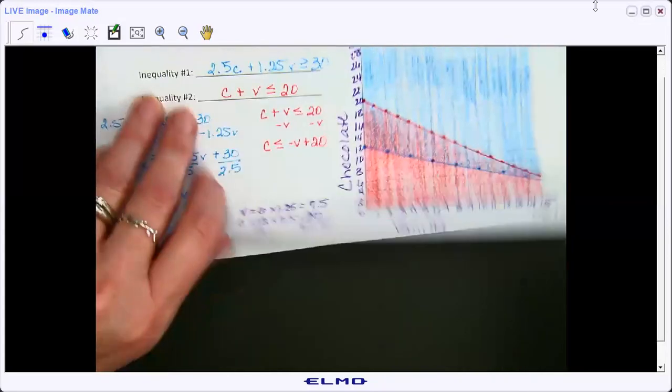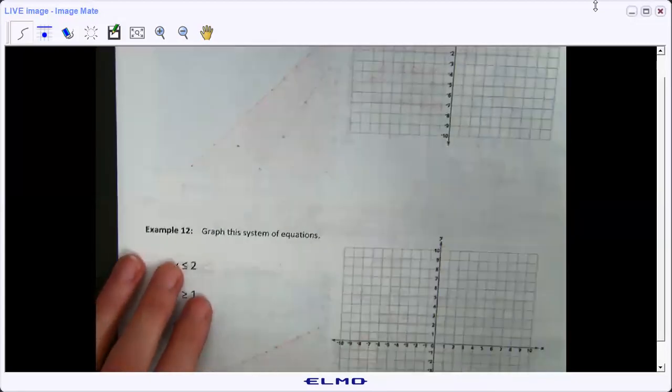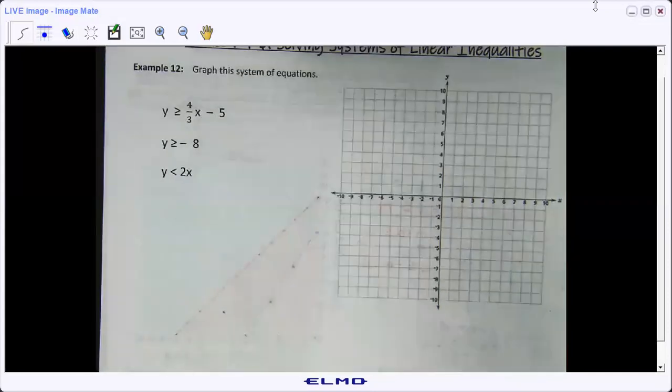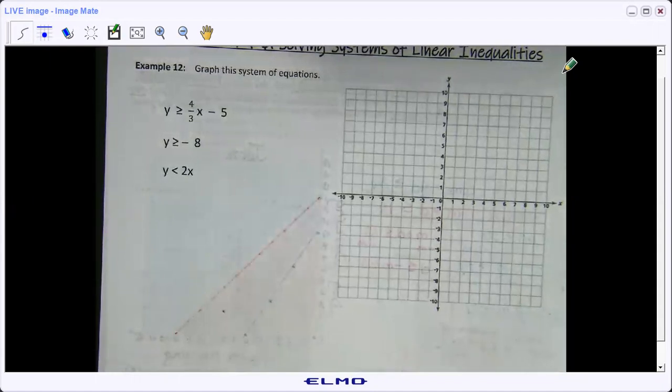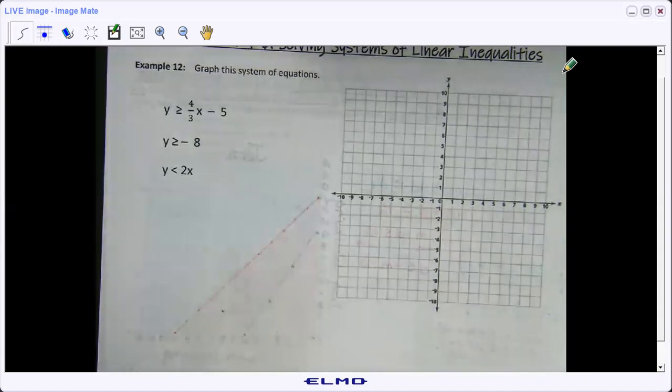All right, let's go to the back, please. Okay, on the back page, we are graphing more than 2 inequalities just to see what it would narrow it down to. The more inequalities you have, the narrower your results.